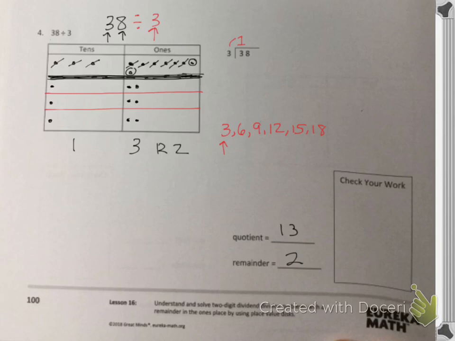And then how this works is 1 times 3 is going to be 3. And we can subtract these 3 tens and make them 0. And this is when we bring down our 8. And then from here, we just do this again. How many times can 3 be divided into 8 ones?